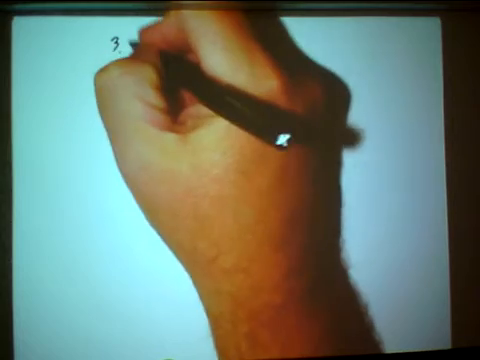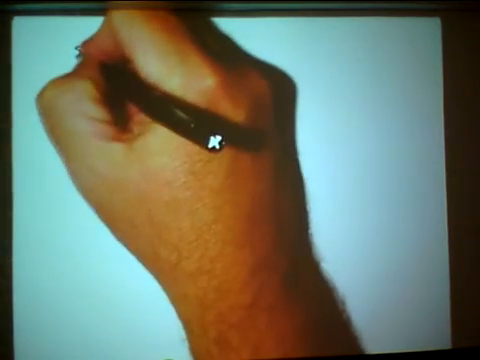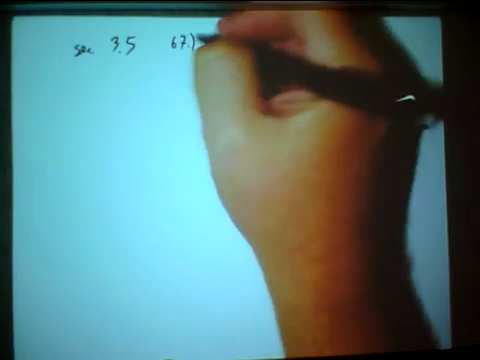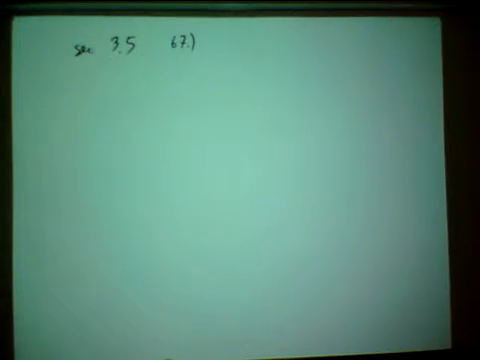Now I want to do a story problem involving these piecewise functions. This can be a little involved. I'm going to do number 67 out of the book, out of section 3.5. So this is 3.5 and number 67. And this is just like one of your homework problems.